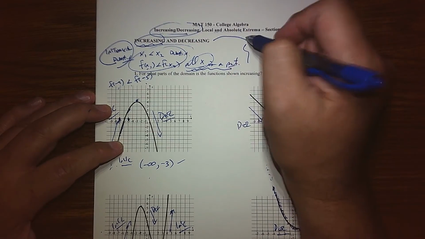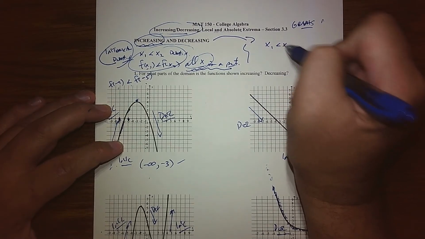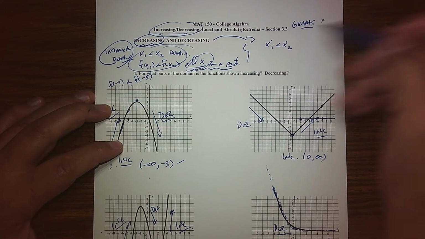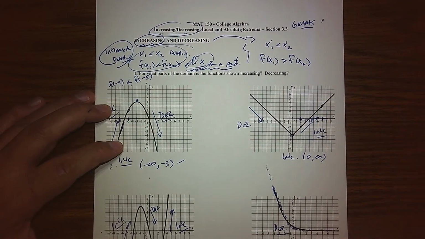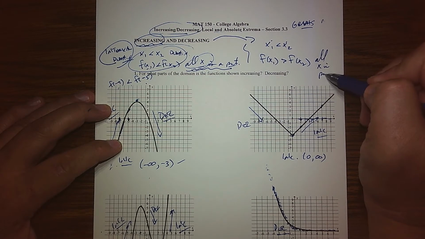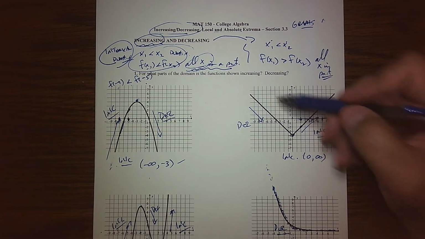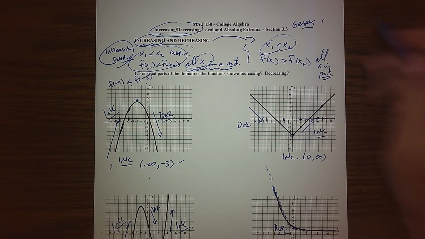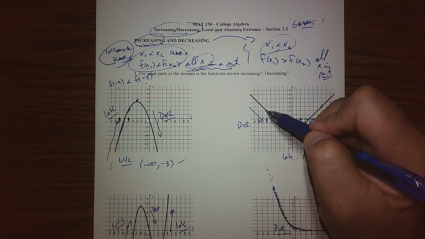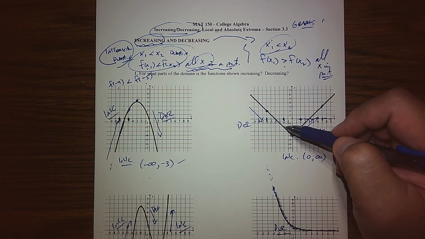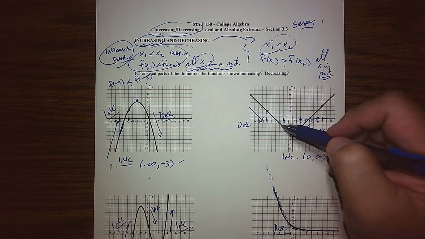Again, mathematically for decreasing, we're saying that if I have an x1 that's less than an x2, so I have a value of x to the left of another value of x, then the function value at x1 is larger than the function value at x2. And this is for all x in a part of the domain. You can kind of see that happening here. Let's use negative 6 and negative 2 as our x1 and x2. The function value at negative 6 is bigger than the function value at negative 2. And that action occurs everywhere.